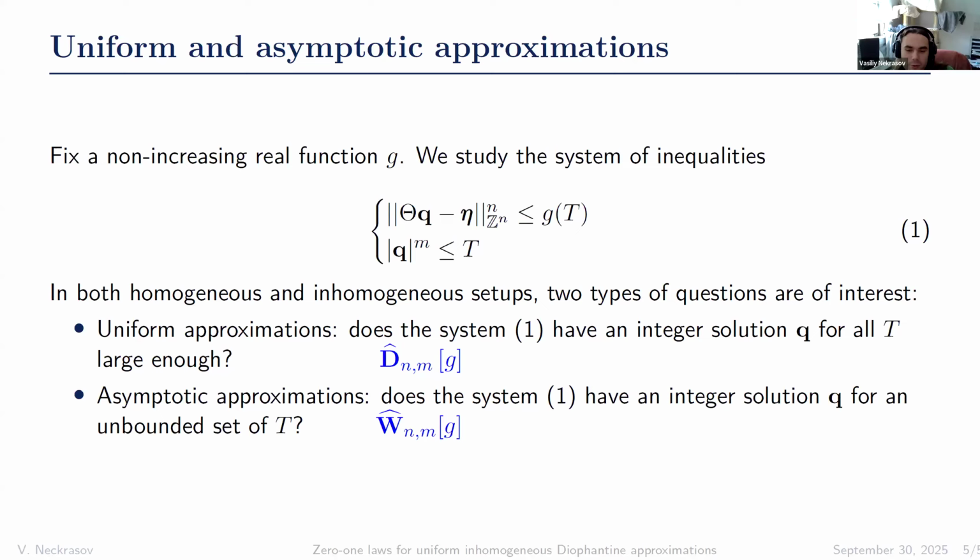And the other setup is the setup of asymptotic approximation. We have a more relaxed restriction. Instead of demanding that this system of inequalities has solutions for all t large enough, we just require an unbounded set of these solutions. Well, you can think of it as infinitely many integer t which work. In this case, we call the set G approximable and denoted by the letter W.